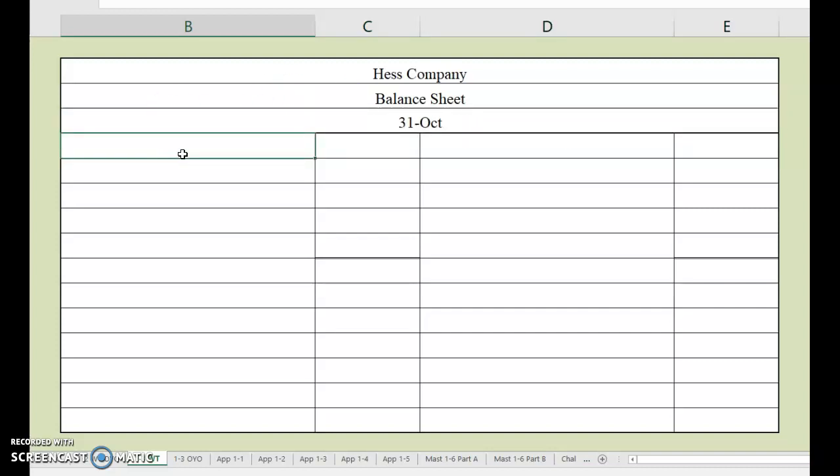All right, on the left side of the balance sheet, we list assets. Assets, we label the word assets, and then we list the assets. And we have cash, supplies, and prepaid insurance.